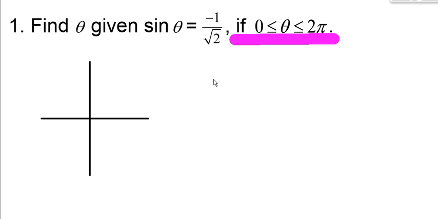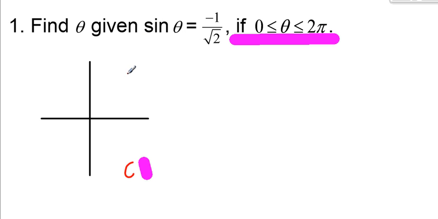Well, we start with the sine ratio given. We're told that sine theta is -1 over root 2. So we know that sine is negative in this question. So wherever theta is, it has a negative value of sine. So I'm going to use the cast rule.